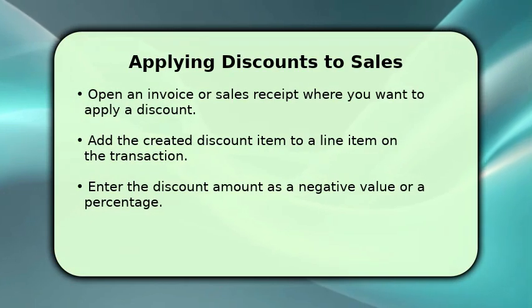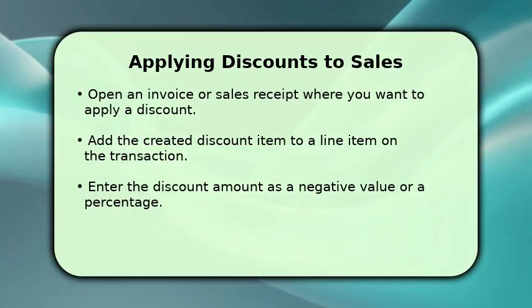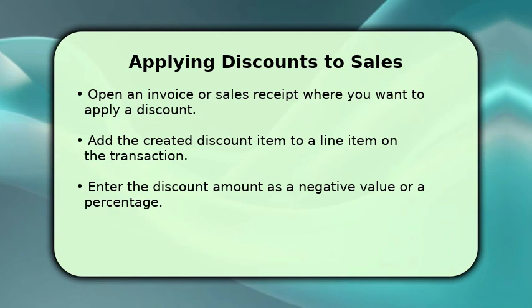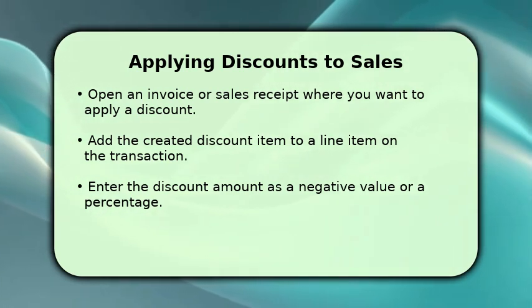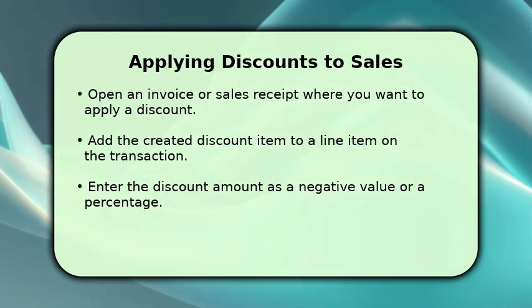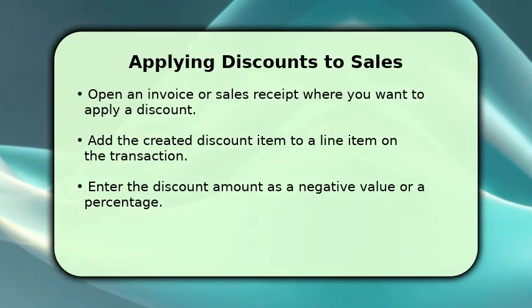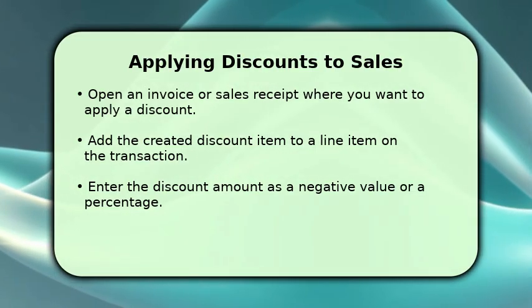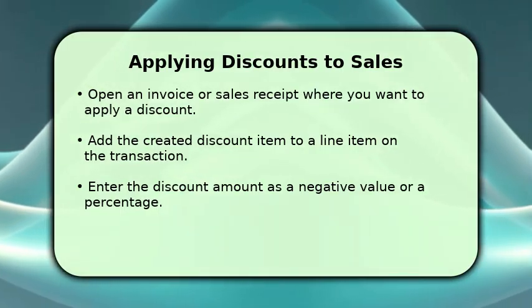Once your discount item is set up, applying it is simple. Open the invoice or sales receipt you're working on. In the Line Item section, add your newly created discount item. You can then enter the discount as a negative amount, for example, negative $25, or as a percentage, like 10% off. QuickBooks will automatically calculate the adjusted total for your customer.